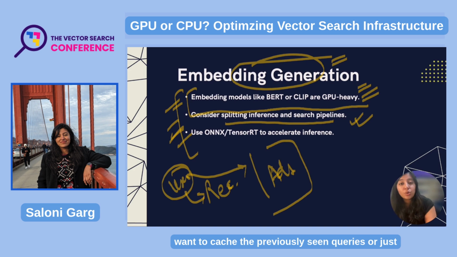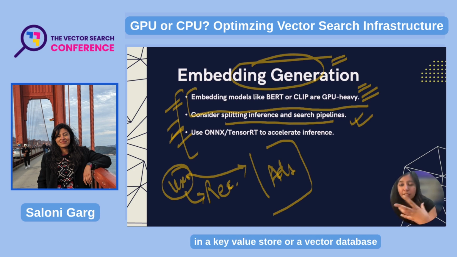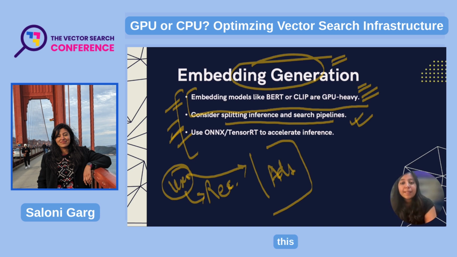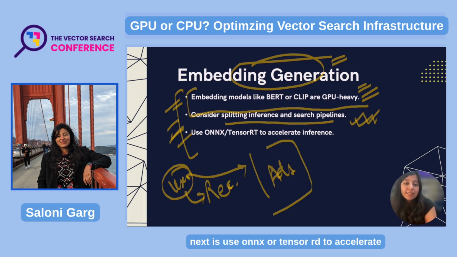Another thing is that you would want to cache the previously seen queries, or just run offline batch embedding jobs so that you can store your vectors in a key value store or a vector database. This way you're not adding this piece to your latency budget. Next is use ONNX or TensorRT to accelerate inference.